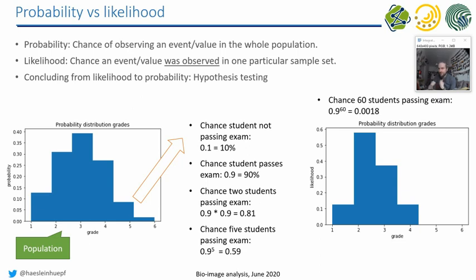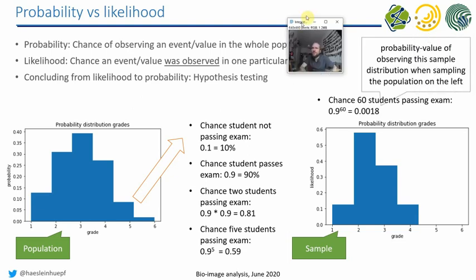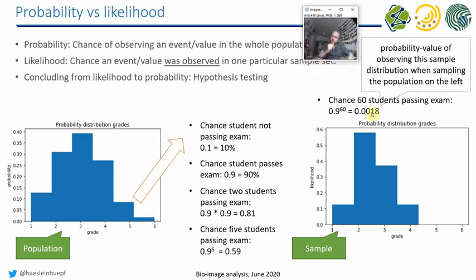Again, on the left side, we have the population, and in the population, we observe a probability. And on the right side, we have a sample, one group of observations, where we have to talk about the likelihood. Furthermore, this value I calculated here, the probability of observing this sample when sampling from the population shown on the left, is the so-called p-value. We will come back to this one.